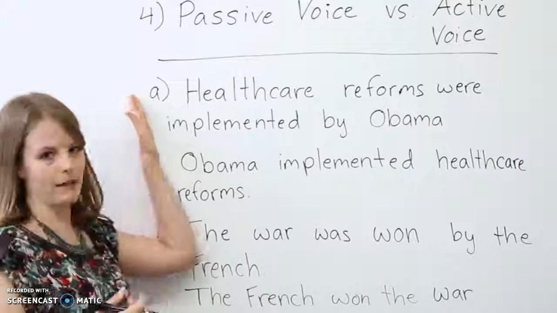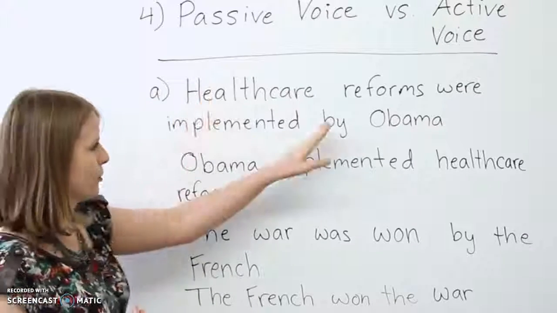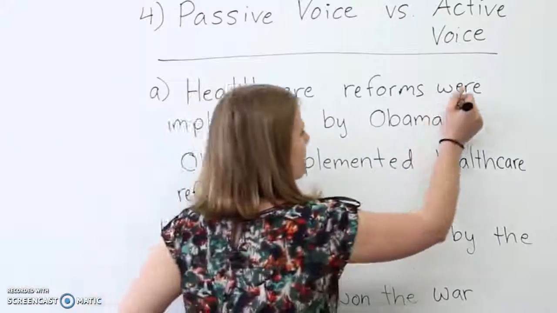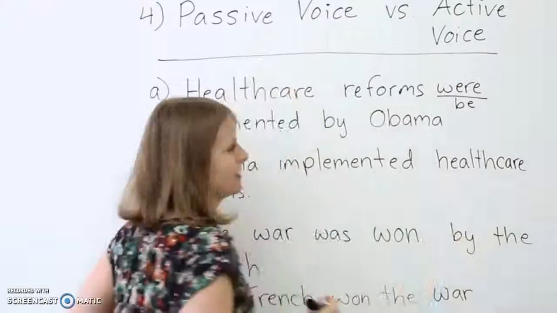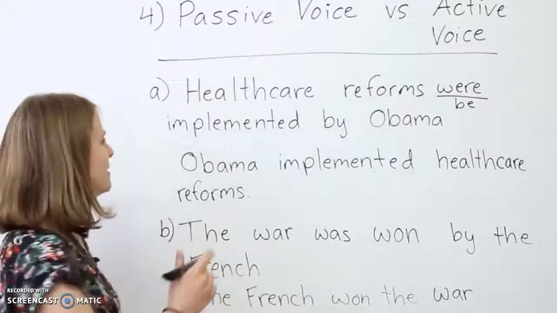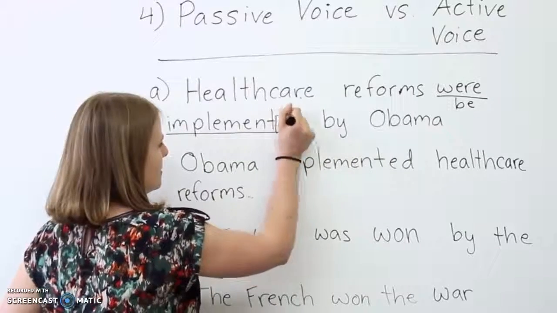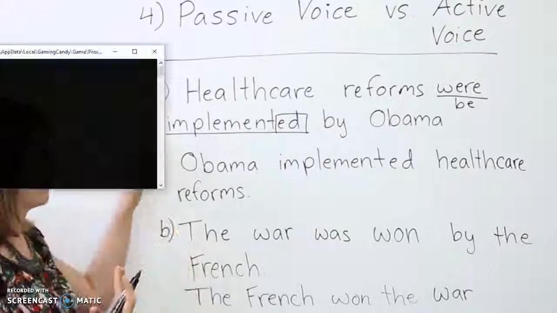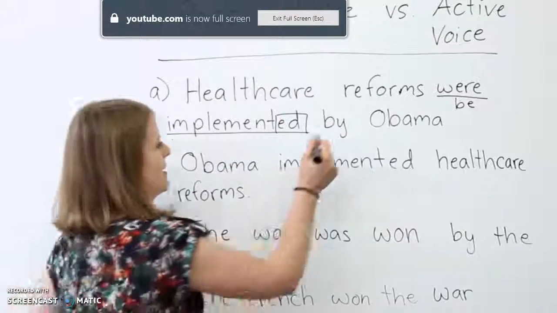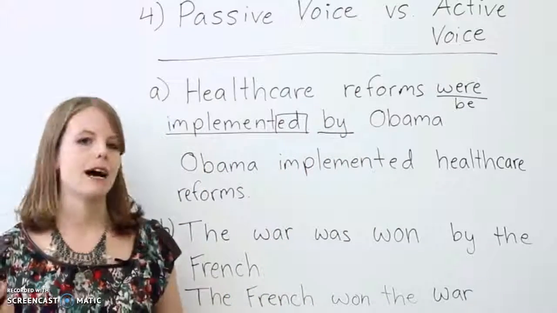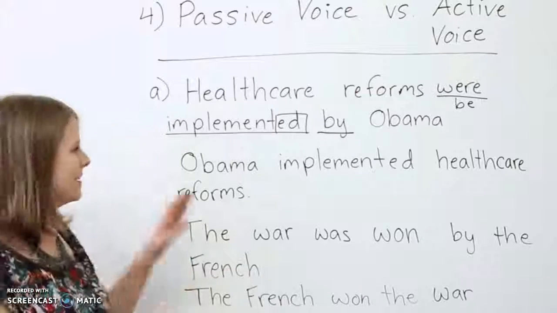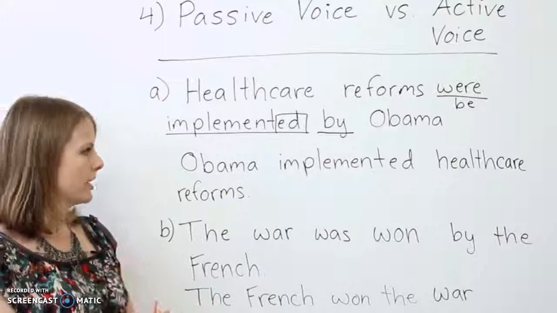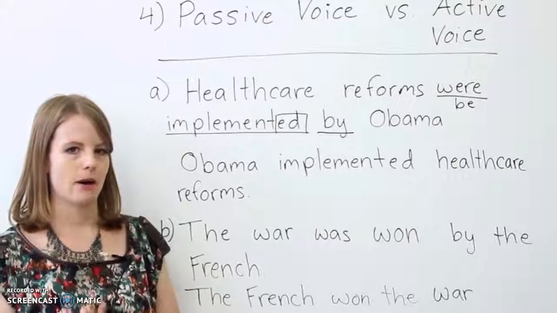So here is an example of the passive voice. Healthcare reforms were implemented by Obama. Okay, so notice first we have a form of the verb to be, and then we have the past participle of implement, in this case implemented, so you see an ed, and then oftentimes we have the word by someone. So this is an example of a passive voice sentence. Healthcare reforms were implemented by Obama.